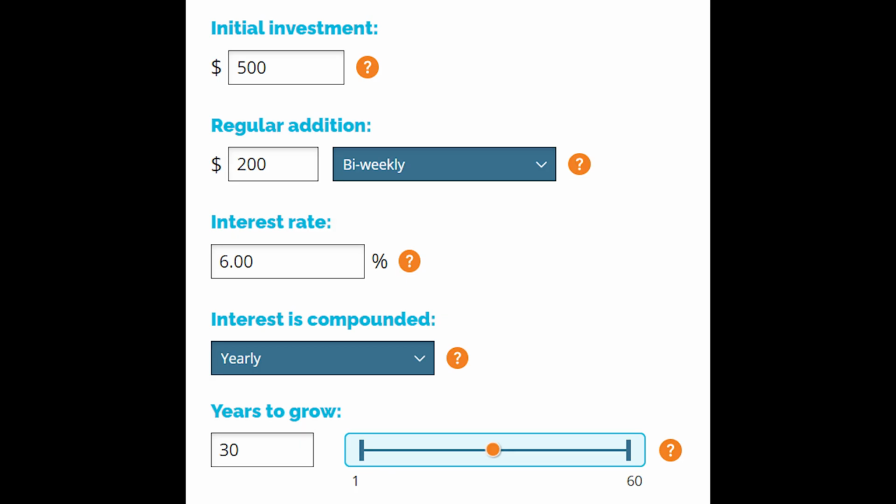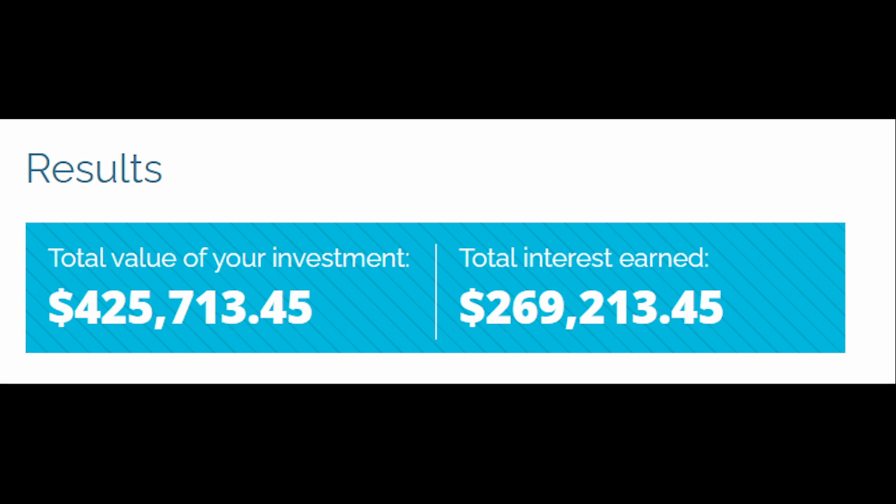So let's say you take that same $500 initial deposit that you put into the markets, and then on top of that, you decide to add money every single paycheck that you get. And let's say you put in $200 bi-weekly, and over the course of 30 years, you will end up with about $426,000. And obviously you can put more money into it bi-weekly, weekly, or monthly. That's totally depending on how your situation is.